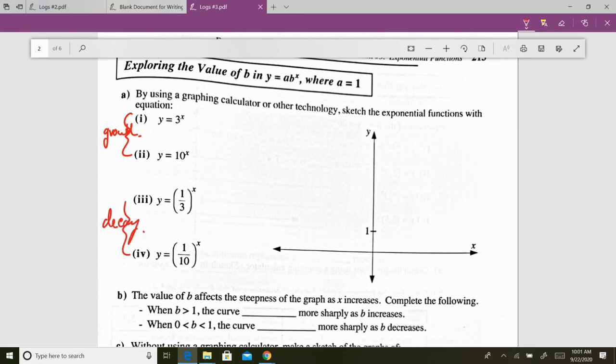Okay. Which one do you think rises faster? Three to the power of 2 is what? 3 squared is 9. 10 squared is 100. Which one rises faster? All right. The bigger the base, the faster it rises. That's all you have to remember. Okay.